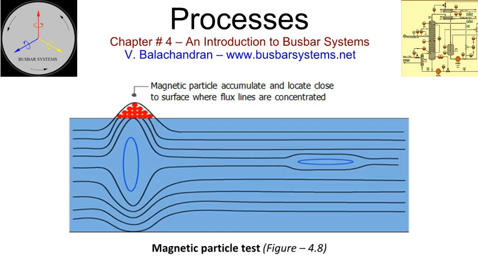Magnetic particle test. Magnetic particle test, MPT, can be performed only on ferromagnetic material. The test object is subjected to a uniform magnetic field.